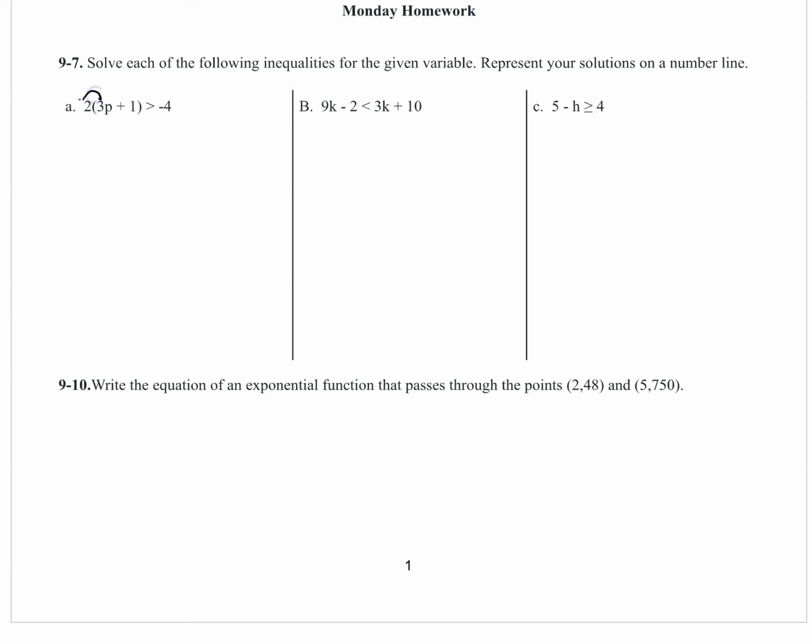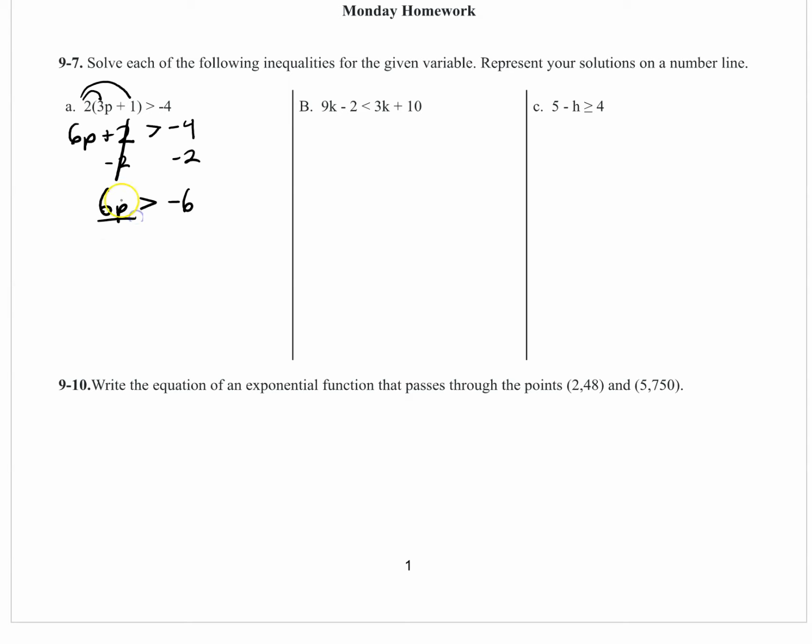So let's solve this kind of like a normal equation. 2 times 3p is 6p plus 2 times 1 is 2. And then we have our greater than -4. Next, I'm going to subtract 2 from each side. 2 minus 2 makes a 0 pair, and all that's left is 6p greater than -4 minus 2, which is -6.